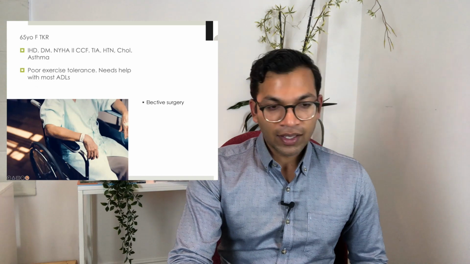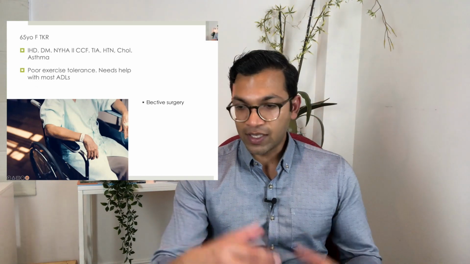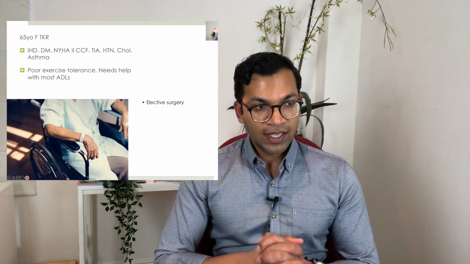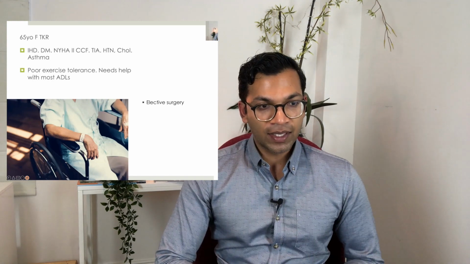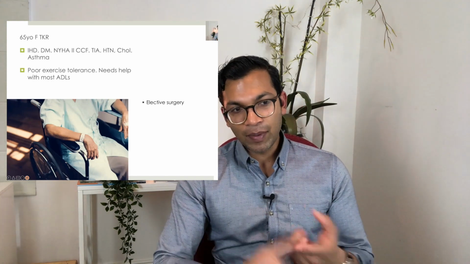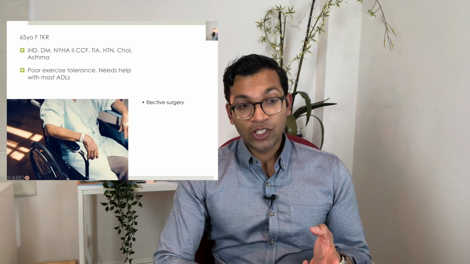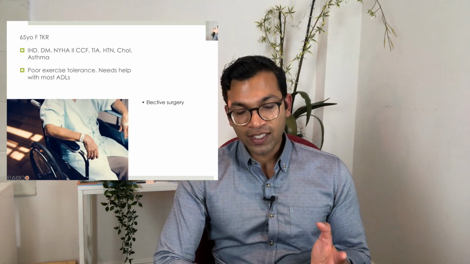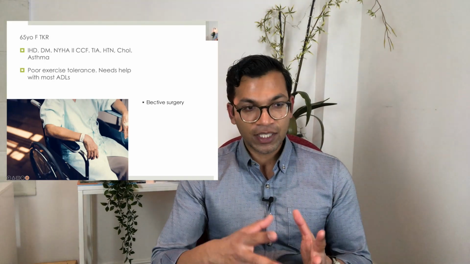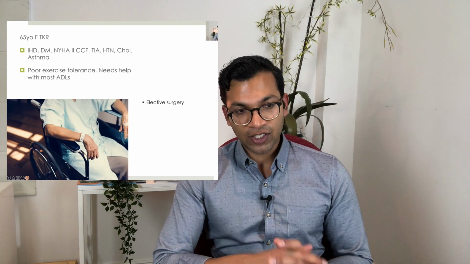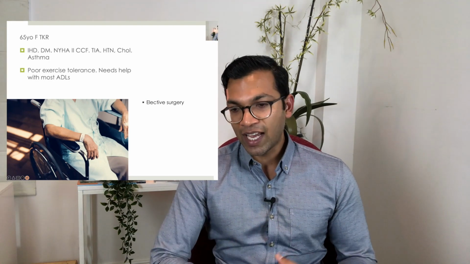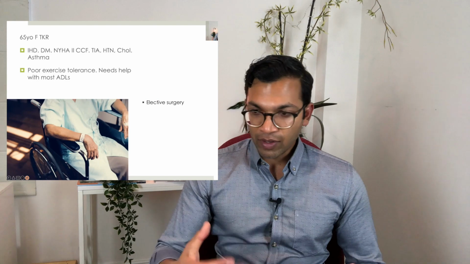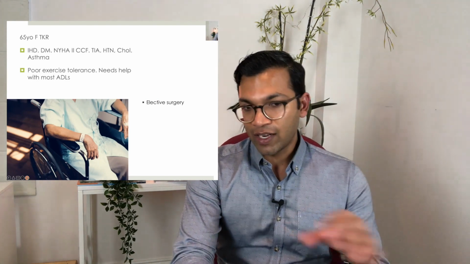Okay. Look, the last case, this is where it gets to the pointy end of things. So, a 65-year-old female, total knee replacement. You've got a whole bunch of bad stuff there: ischemic heart disease, diabetic, NYHA2 heart failure, transient ischemic attack, hypertension, cholesterol, asthma, and they've got poor exercise tolerance and they need help with most of their activities of daily living. So as you can all see, this is the pointy end of things, right?